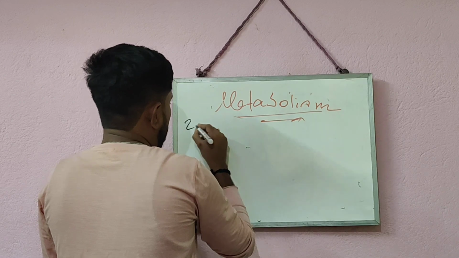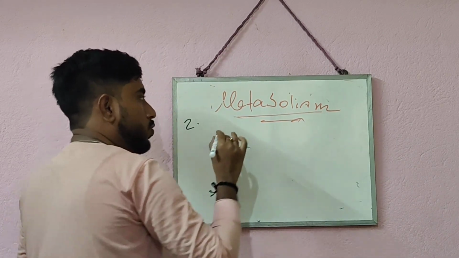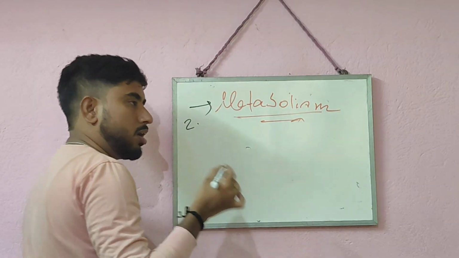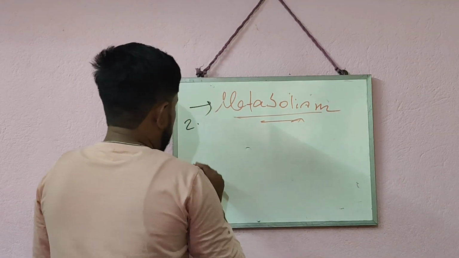The second example of a drug that goes through that third type of metabolism is valacyclovir.